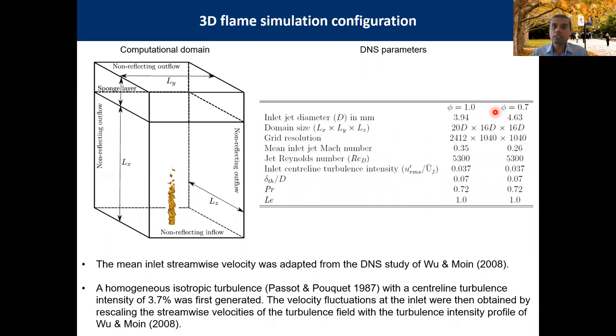What we decided to do is to make sure that the jet Reynolds number is the same between the two. So both of them have a Reynolds number of 5,300. And delta over D, which is the thermal flame thickness divided by the jet diameter, is also the same between the two. So in terms of flame-turbulence interaction, they are in a similar combustion regime. At the inflow, we had to inject some turbulence. So we used the DNS data of Wu and Moin, and we injected frozen turbulence, but rescaling it for a pipe flow.